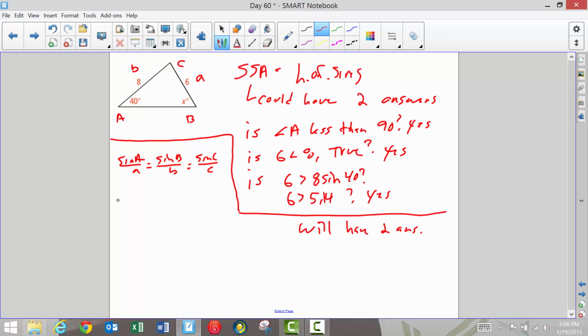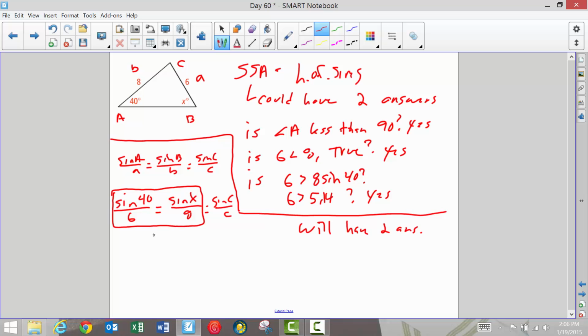Let's fill in our information. So I know it's sine of 40 over 6. I know it's sine of X over 8, and that's it. And then I have sine of C over C. So I don't really have to worry about sine C over C. I am only going to use this ratio. So let's use this ratio equal to the sine X over 8 ratio. It's a proportion, so cross multiply and divide.